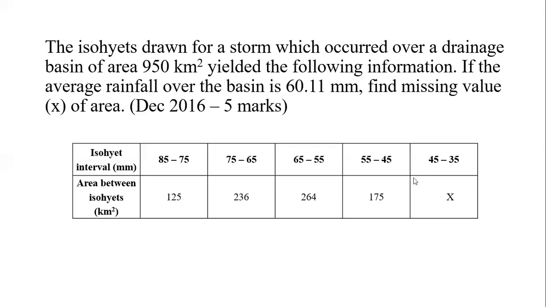But in this case they have given us the average precipitation over that area as 60.11. So if the average precipitation is 60.11 millimeter, what could be the magnitude of the missing area, shown here by x? So we have to find that out.